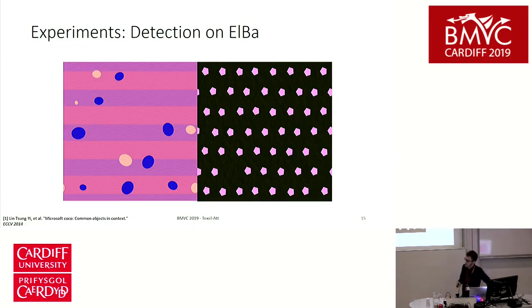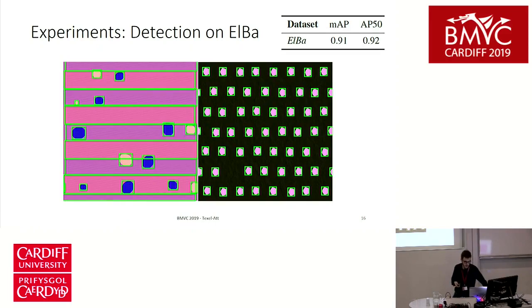So we perform some experiments to test our framework. The first is a detection experiment, where we test how well we can find the texels in the image. We do this on our ELBA dataset on the testing partition, and we measure standard object detection performances from the COCO dataset, such as mean average precision. What we achieve is a 0.91 mean average precision, which means that almost all of the texels are found, and with a bounding box which is pretty accurate.